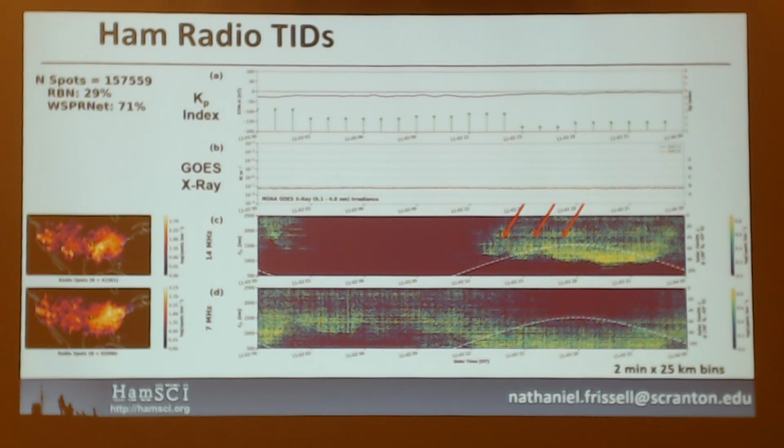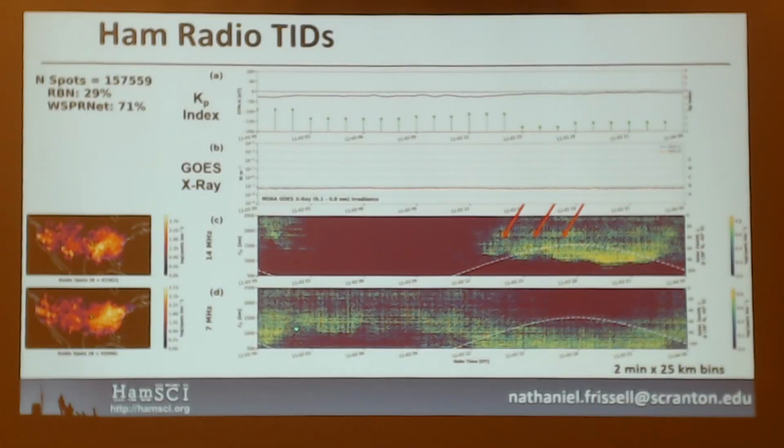You might ask, why didn't I see these sorts of things when I've made these types of plots before? In order to see these, I had to reduce my bin size. So these are 2-minute by 25-kilometer bins to pull out this resolution. So you have to find a day where you have a lot of ham radio contacts going on, to be able to make the bin size this small.